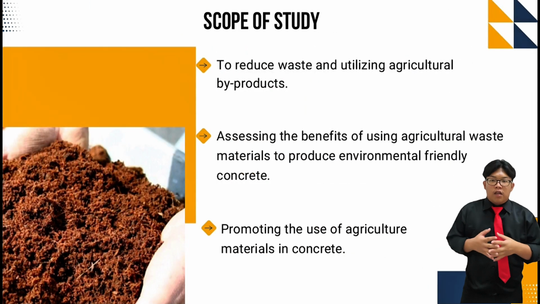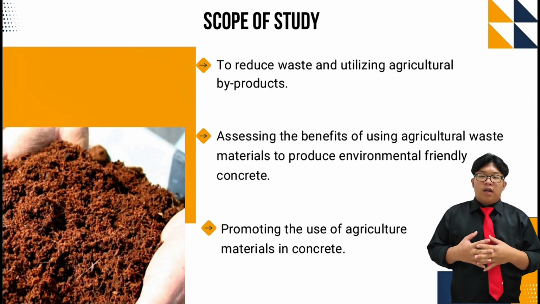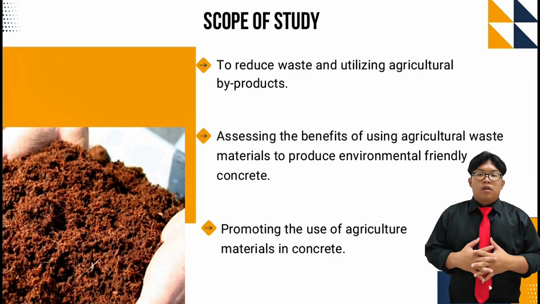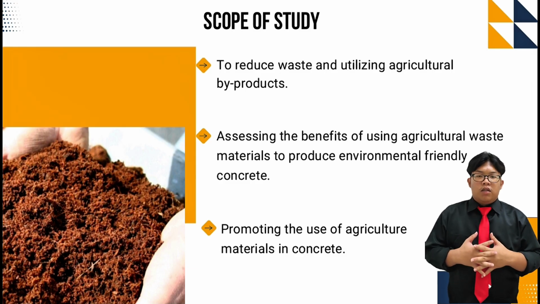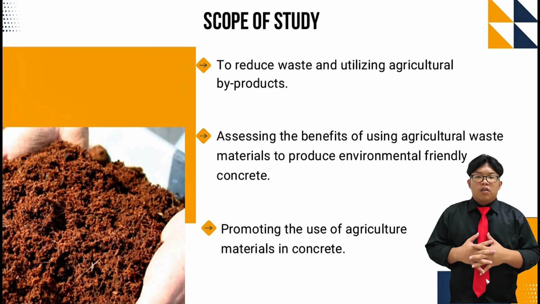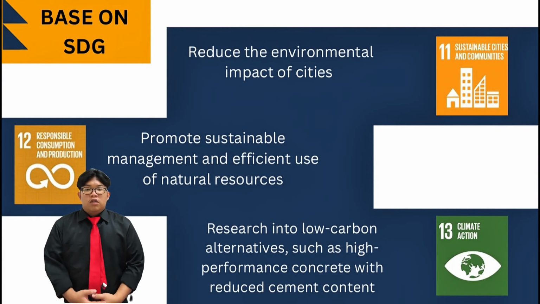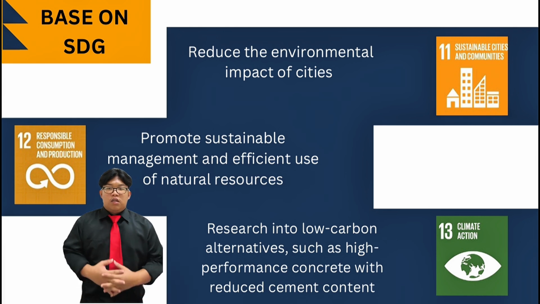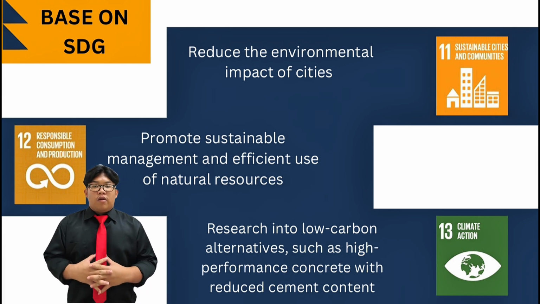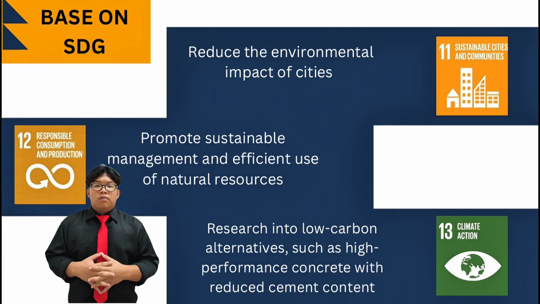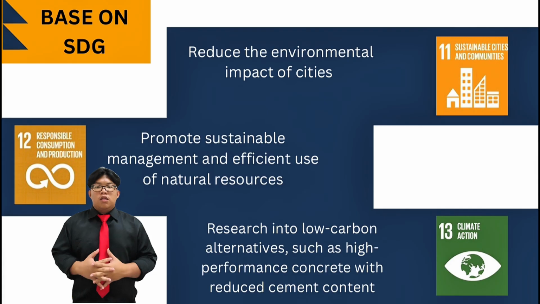This is our scope of study. The first one is to reduce waste and utilize agriculture byproducts. The second one is to assess these materials' benefits to produce environmentally friendly concrete. The last one is to promote agriculture material in concrete. Research is based on these three SDGs. The first one is SDG 11, reduce environmental impact of cities. The second one is SDG 12, to promote sustainable management and efficient use of natural resources. And the third one is SDG 13, to make research into low carbon alternatives.